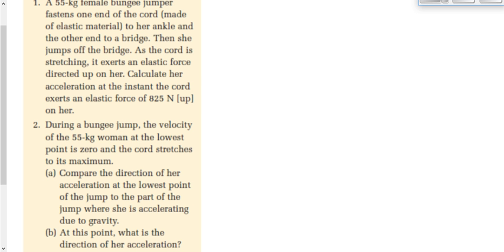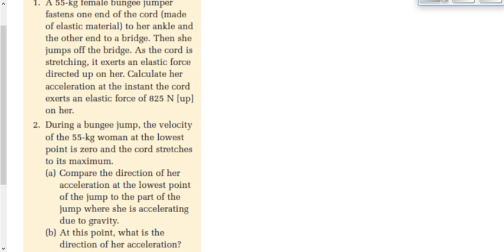Let's draw the free body diagram for question number 1 here. It says a 55-kilogram bungee jumper fastens one end of the cord made of an elastic material. This is a good thing. You do not want to go bungee jumping with a nylon rope or a steel cable, because you probably will lose a limb or more as you jump down, and then very shortly thereafter, your life. So bungee cord made out of elastic material makes sense.